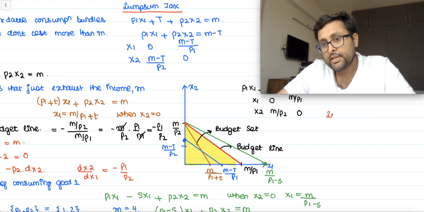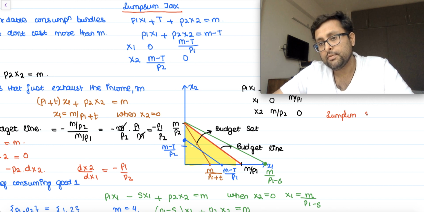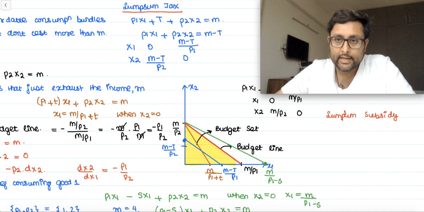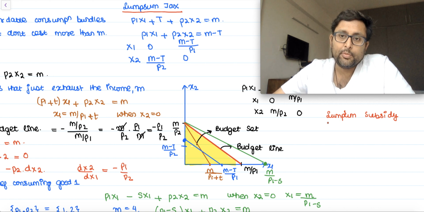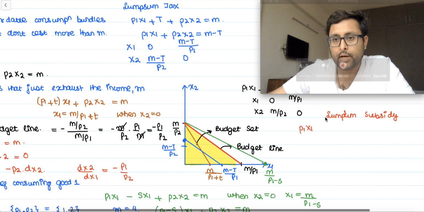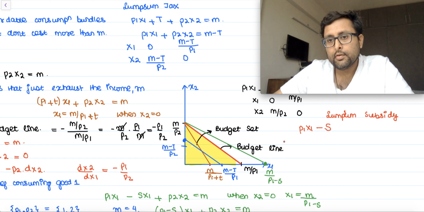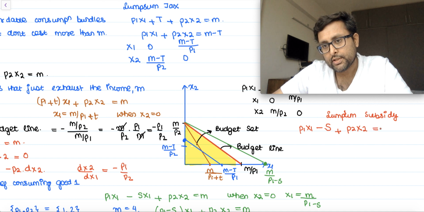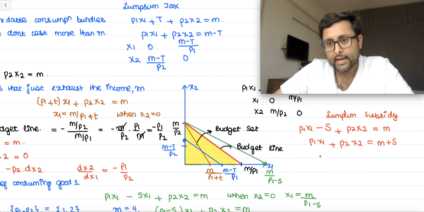If there would have been a lump sum subsidy, the effect would have been to increase the income, because if you are consuming the good, the government is going to pay some subsidy to you. So the expenditure reduces by S, plus the expenditure on x2 is just P2 x2 equals M. So it is P1 x1 plus P2 x2 equals M plus S.